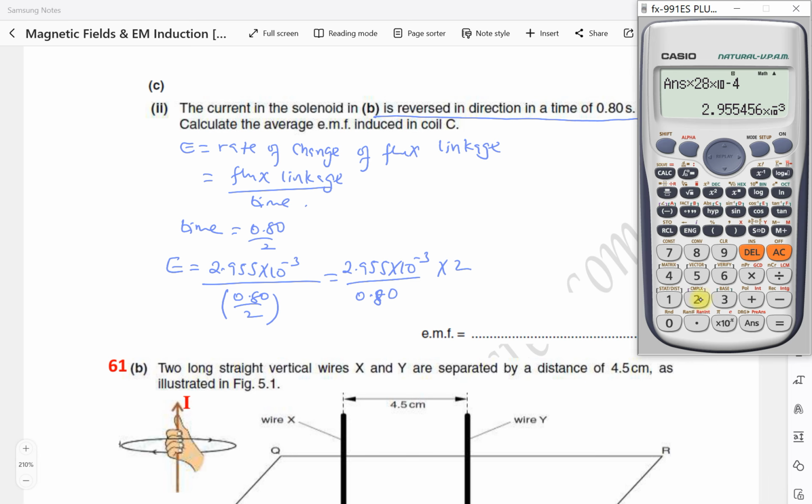So this is going to be 2.955 times 10 to the power of minus 3 times 2 divided by 0.8. So that is 7.38 or 7.4 times 10 to the power of minus 3 volts.